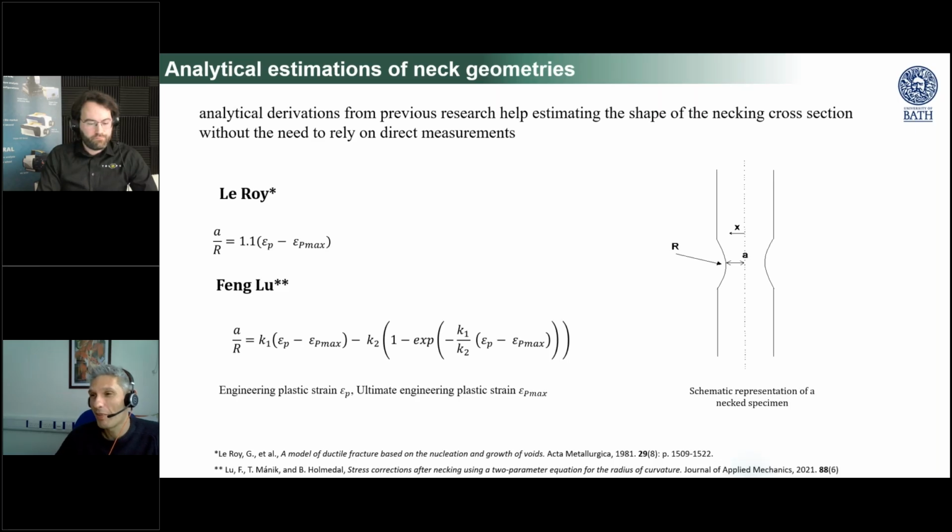And I mentioned a few slides ago that some corrections rely on measuring the geometric properties of the profile of the necking section. There are also other formulas that help us estimate the shape of the neck without relying on direct measurement. Some of them are listed here. Leroy and Fengdu provided a couple of equations that allow us to estimate the shape of the neck, only knowing the level of strain on the sample.